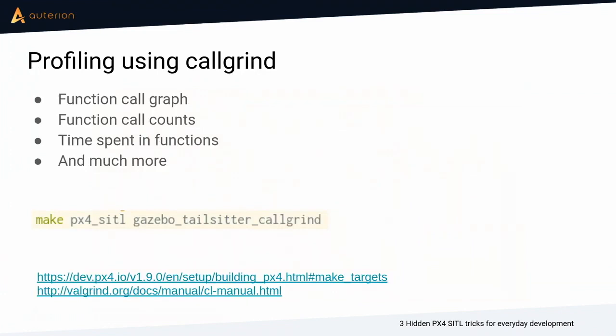Profiling using Callgrind. Callgrind is a tool on top of Valgrind, and it gives you profiling: function call graphs, function call counts, time spent in the functions, and much, much more. So whatever you might need to profile what's going on. In my opinion, you can do a lot of profiling before having to go onto the target, onto the Pixhawk, and figure it out there.